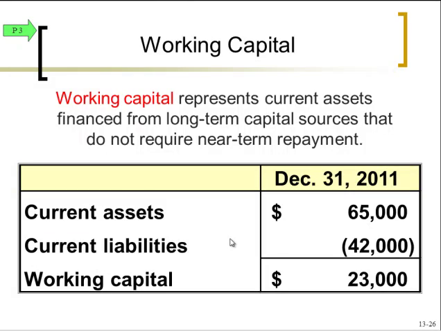Working capital is our first item we're going to calculate. This is a number. This is not a ratio per se. It's an amount. So here we take the current assets minus the current liabilities to basically tell us how much extra cash we have on hand after considering what we need to pay off in the very near future. That's all this does.